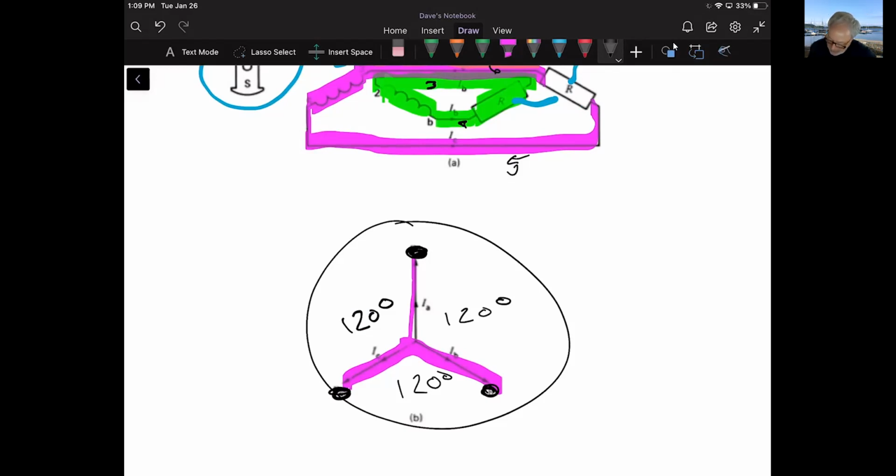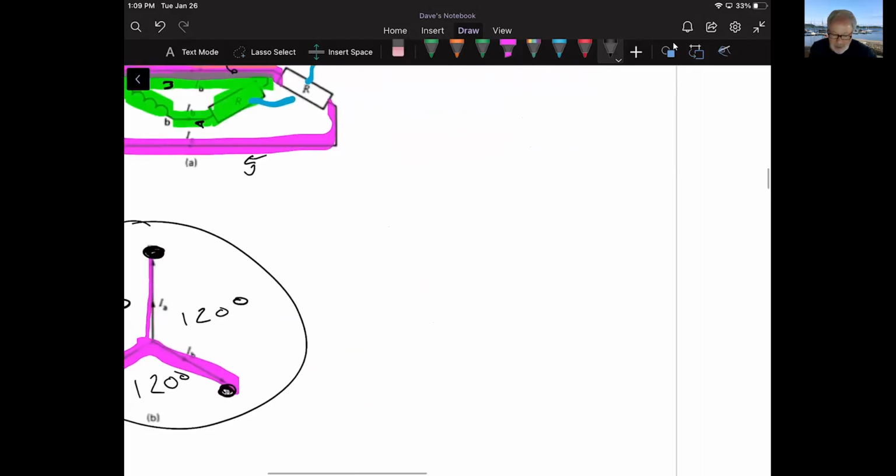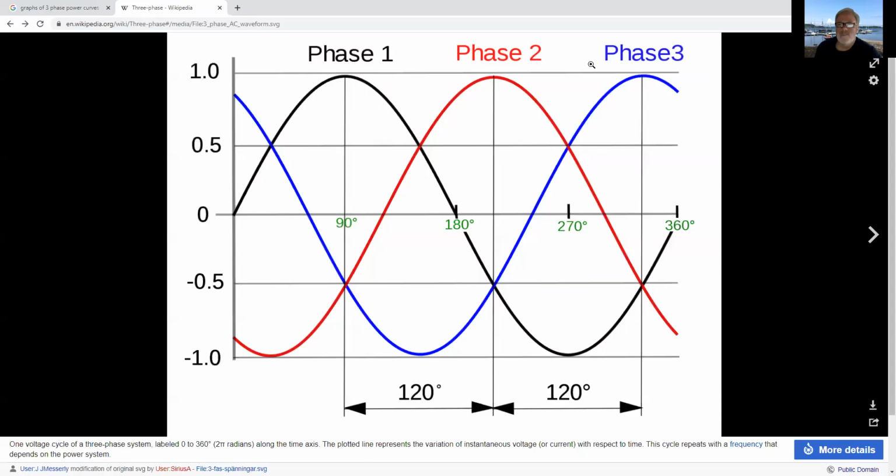So what we can do with each one of these, and I wish that we had a representation that would show the three phases of electricity like we had with two phases. So let me try something here. Hold on.